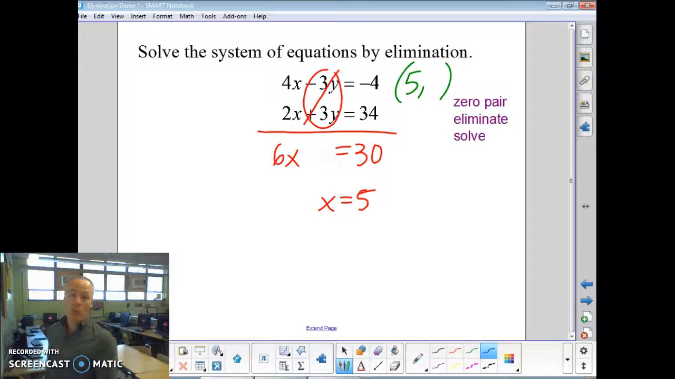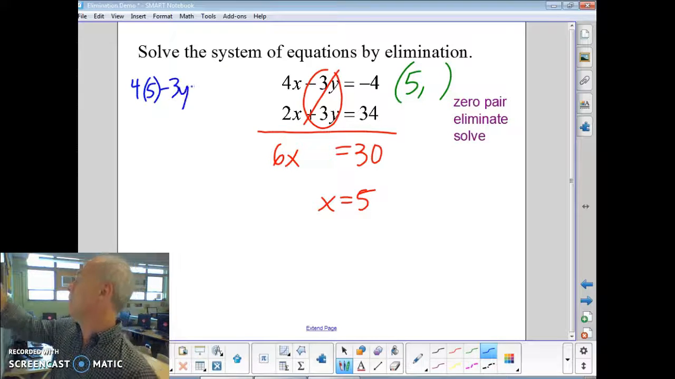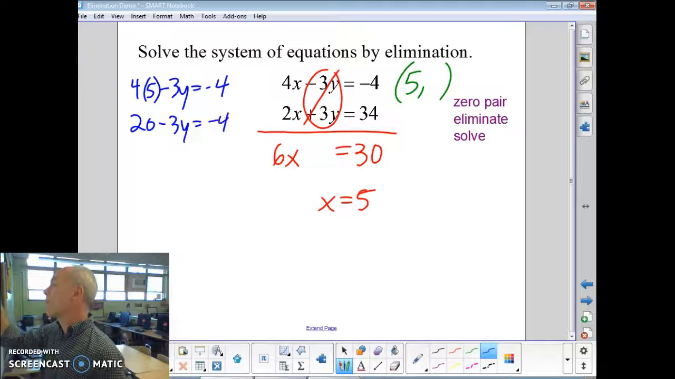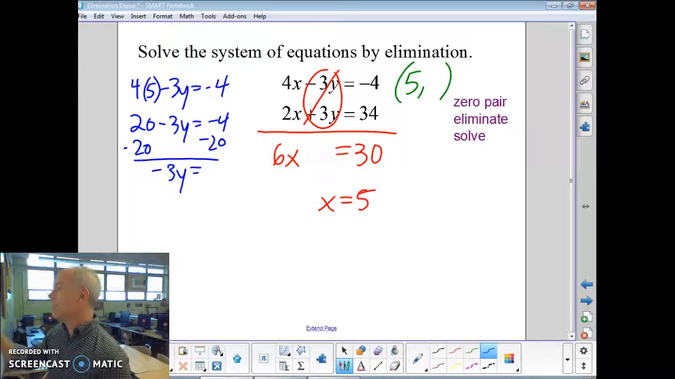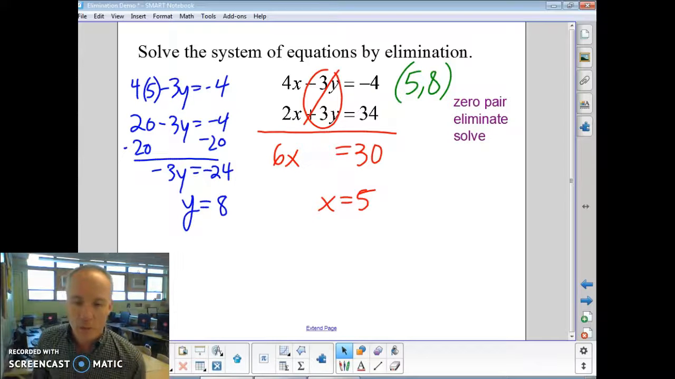Let's find out what the y value is by substituting 5 in for x in one of the equations and solving for y. You're going to subtract 20 from both sides to get the y all by itself, negative 24. So y is equal to positive 8. So when x is 5, y is 8. That should work in both equations.